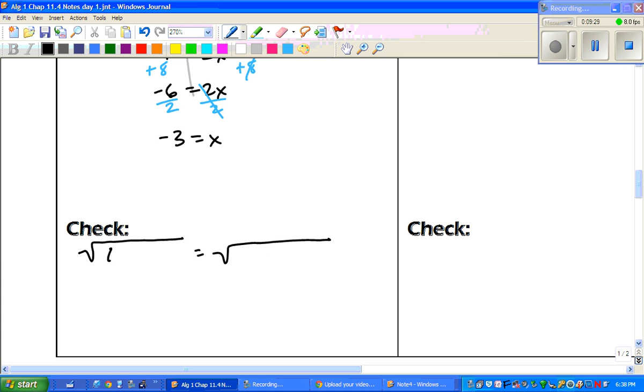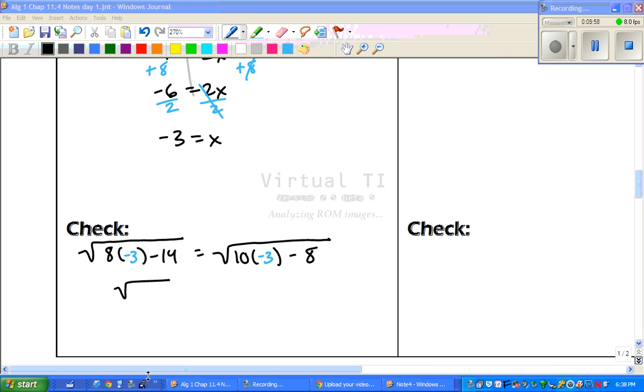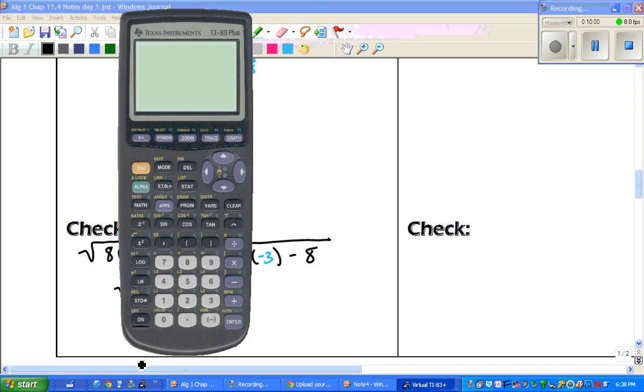Alright, so we have 8 parentheses minus 14 and the 10 negative 3 minus 8. And we're plugging in a negative 3. I'm going to make that look all nice and pretty and blue. So underneath the square root, 8 times negative 3 is negative 24, and then negative 24 minus 14.